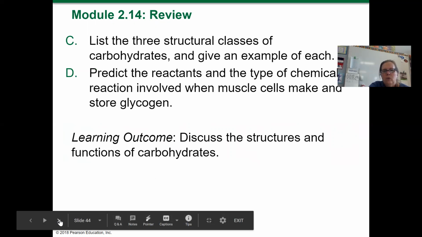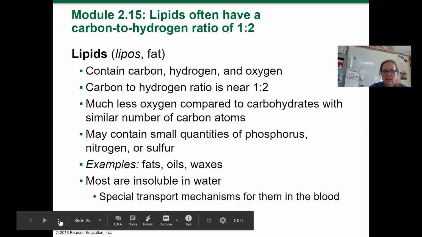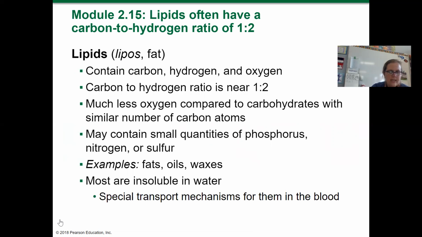Next organic molecule is lipids. Lipids starts on page 78. Lipids are very important in terms of energy storage as well. Lipids contain carbon, hydrogen, and oxygen. Their carbon to hydrogen ratio is around 1 to 2. There's much less oxygen compared to carbohydrates, but there are similar numbers of carbon atoms.